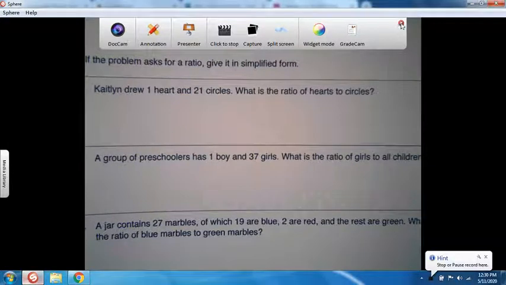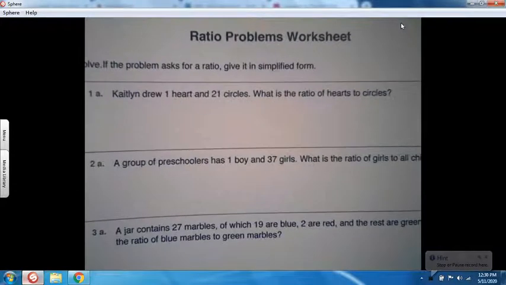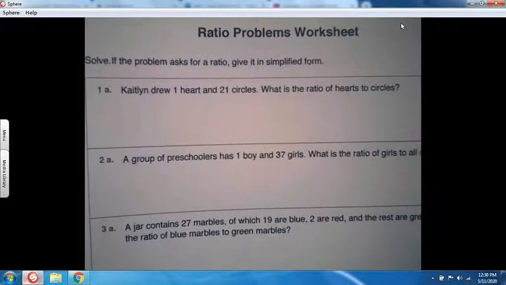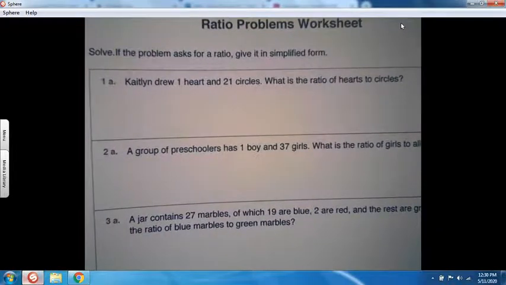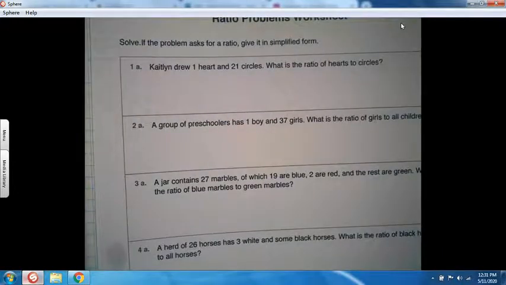Okay, good morning, everybody. We're working on some ratios today. The important part here is we need to make sure they're in simplified form. So if you remember from last week, we worked on ratios. So this week we're going to continue.